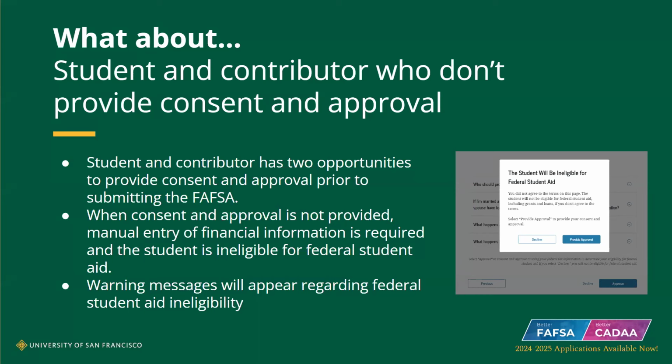You will get warning messages, and they will tell you, as you can see here, this student will not be eligible for federal student aid. Do you still wish to decline, or do you wish to provide approval? And so you want to make sure that you provide approval. And that's new for 24-25 as well. Parents used to be able to opt out of the transfer from the IRS, and the student would still be eligible for financial aid, but that does not happen anymore.